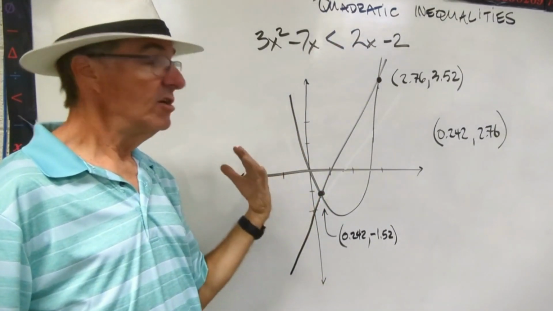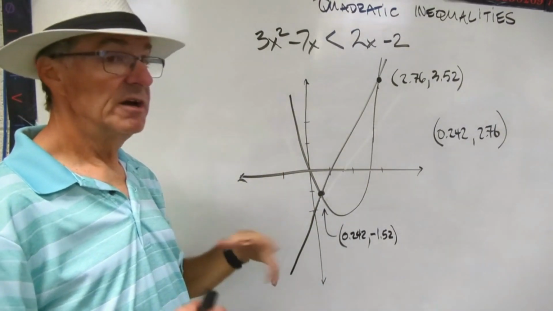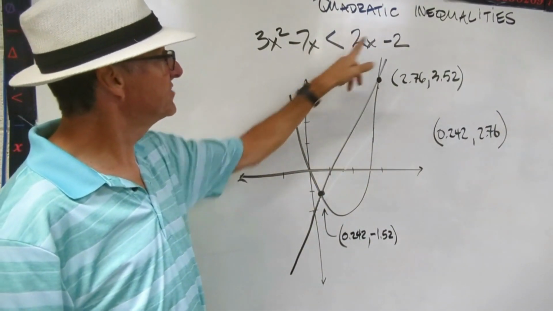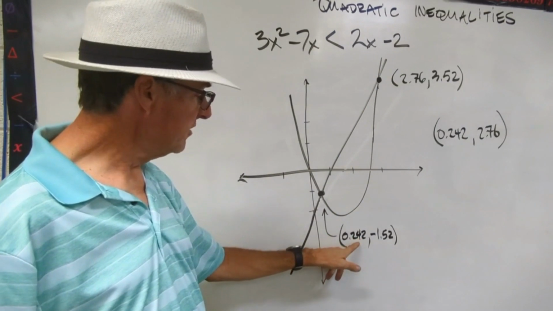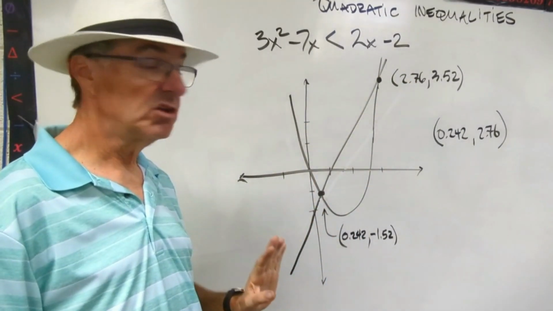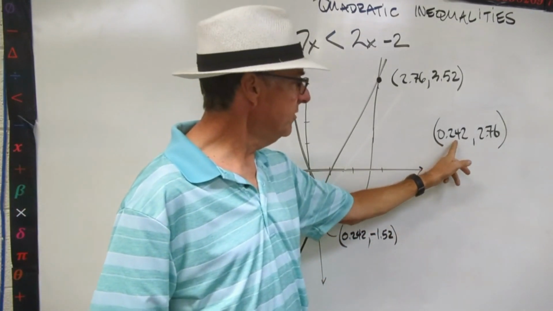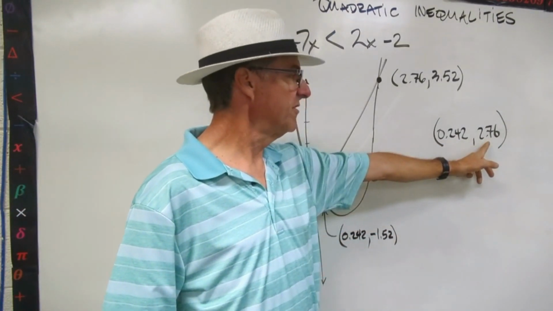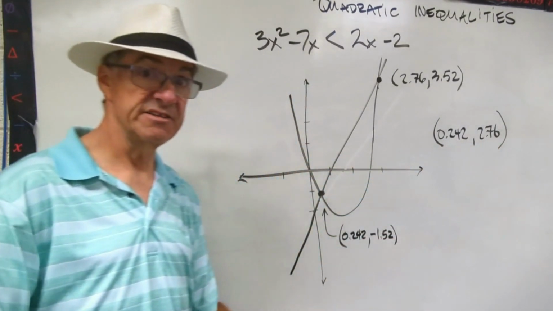So I listed the range of solutions that work. The values of x that make this true are starting with this one and going all the way to that one. And it's not inclusive. So it has to be a little bigger than that and a little smaller than that, hence my curved brackets.